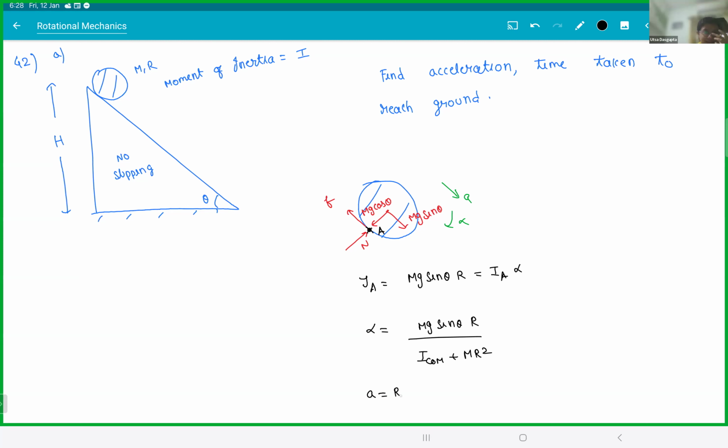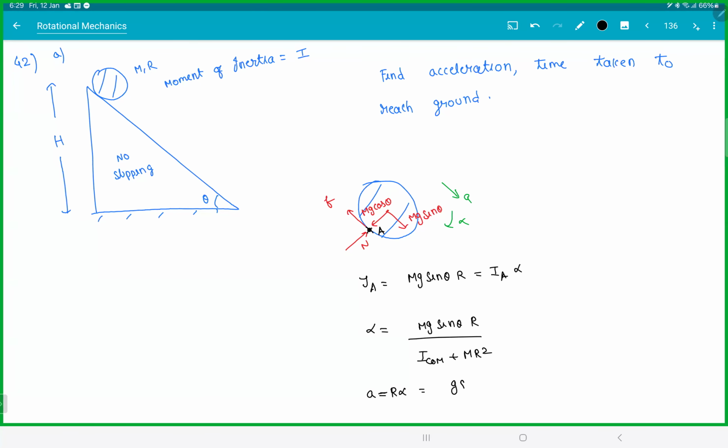The wedge isn't accelerating, teacher. No, the wedge is fixed, don't make it move. Okay. Don't make it that deadly. No, I was busy solving that, so I thought. No, that will be very deadly actually, because the constraint equation also will get messed up, a is equal to r alpha won't come.